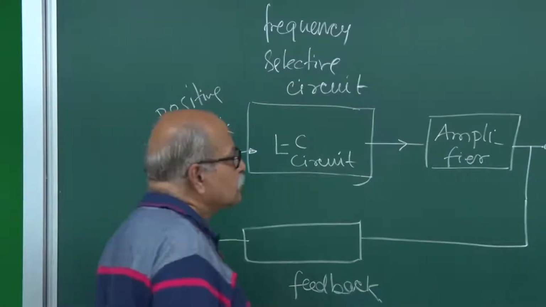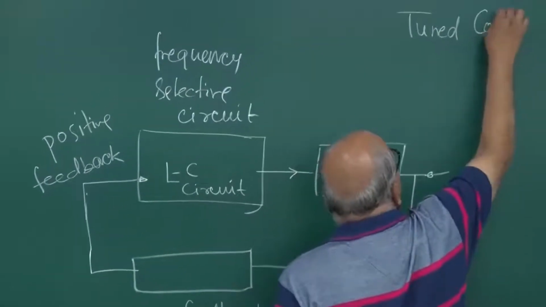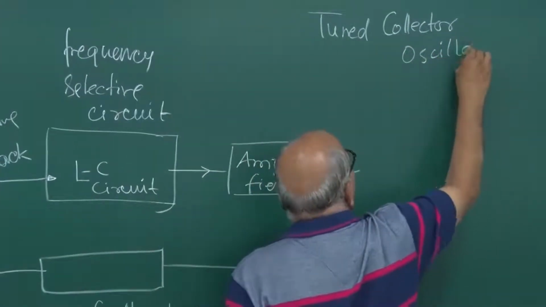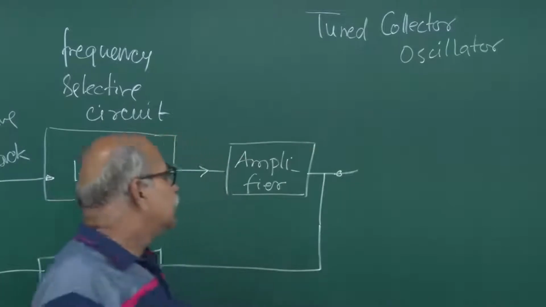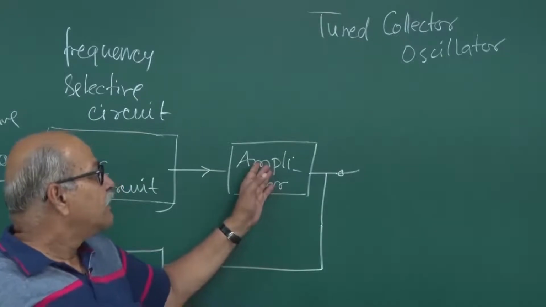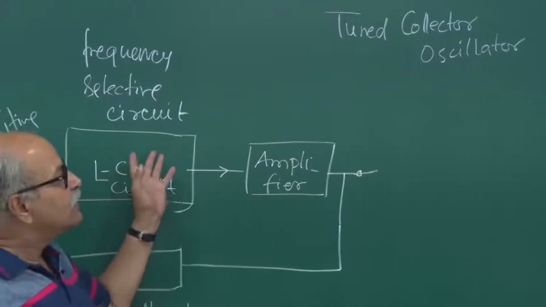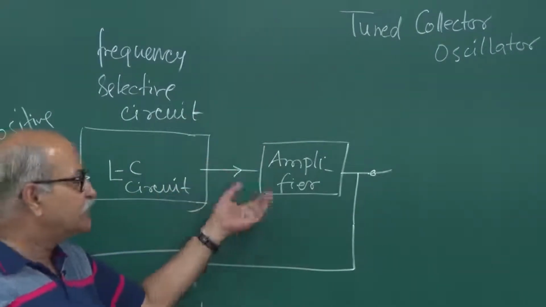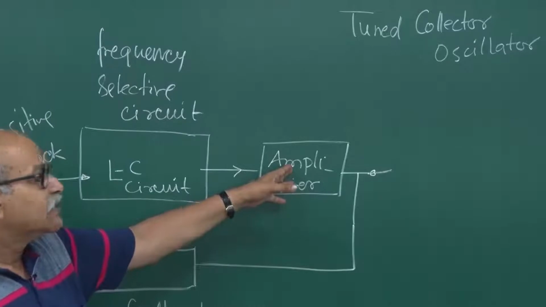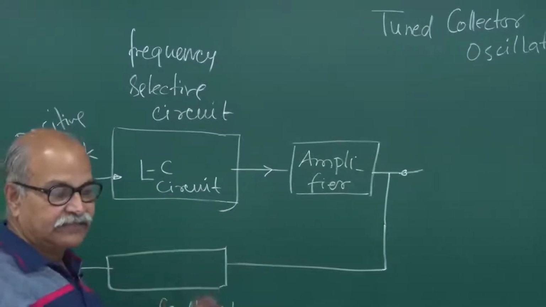The first one is called tuned collector oscillator. So, in the amplifier you have a base, emitter and collector, and it is the collector which is connected to this tuned circuit, and therefore it is known as tuned collector oscillator. So, let me revise a little bit of this amplifier, how we use transistor as an amplifier in common emitter mode, and then we will see how to put up these things.